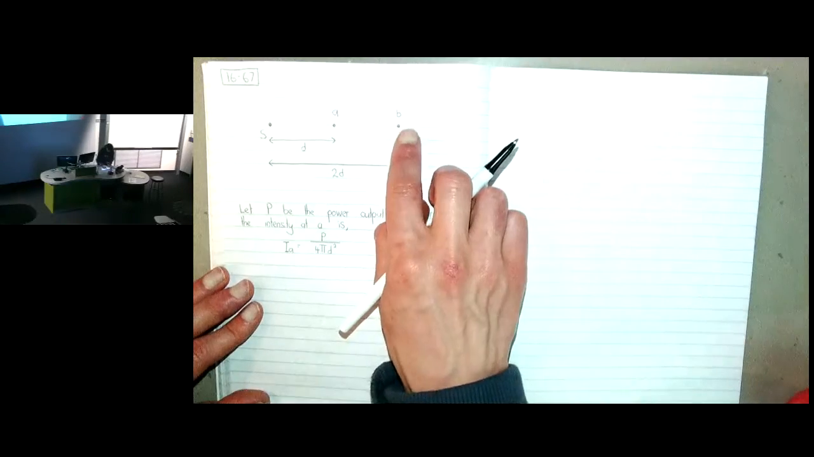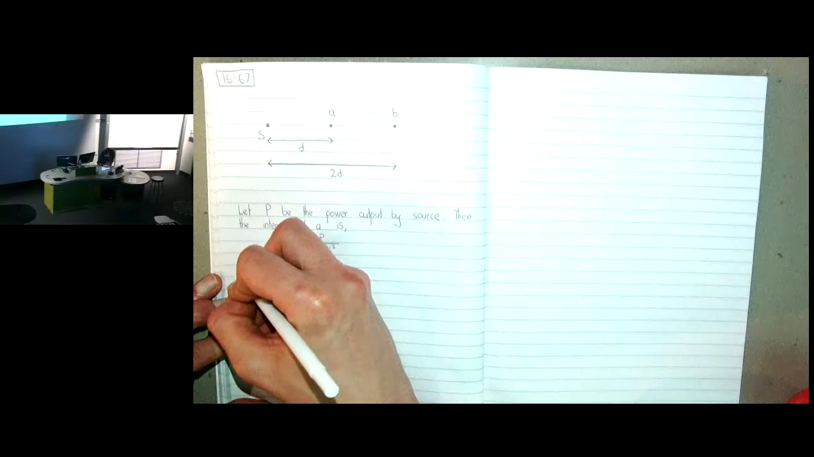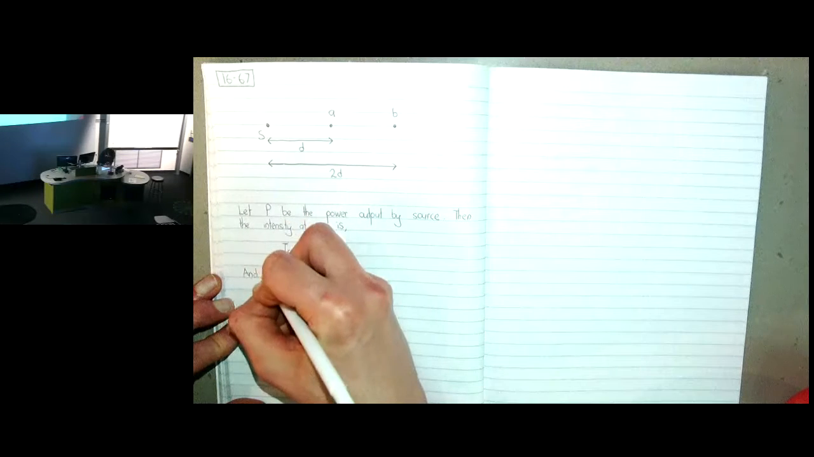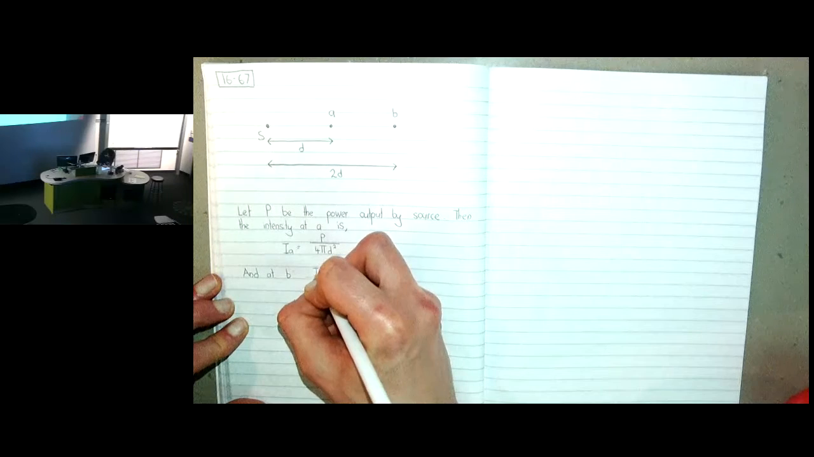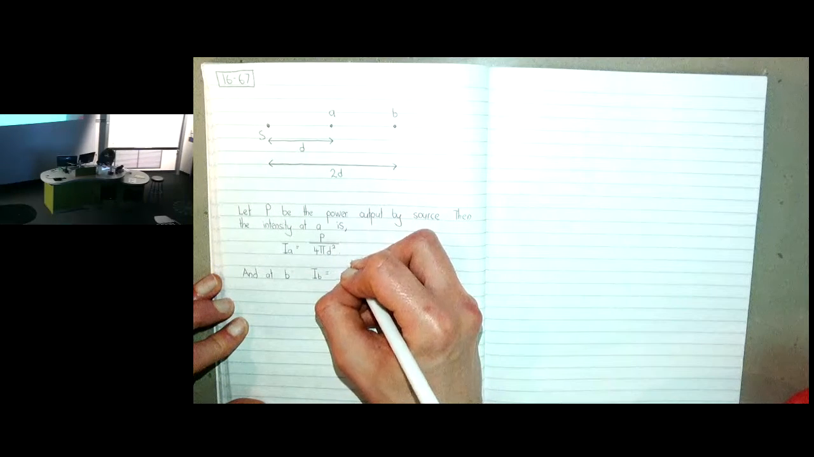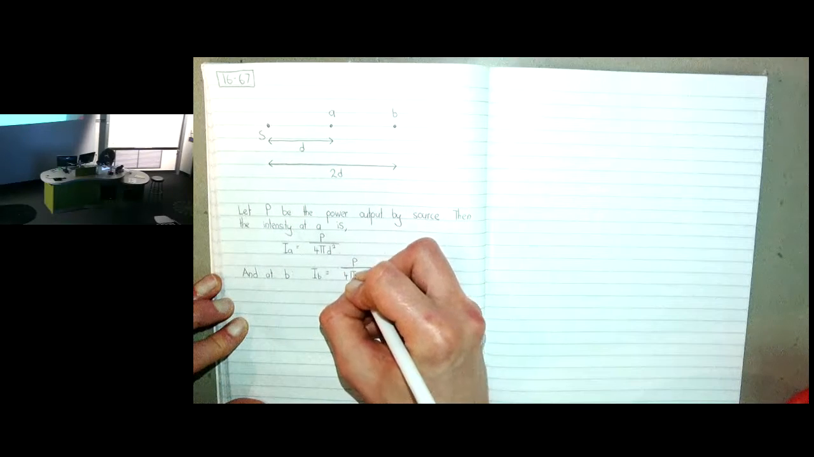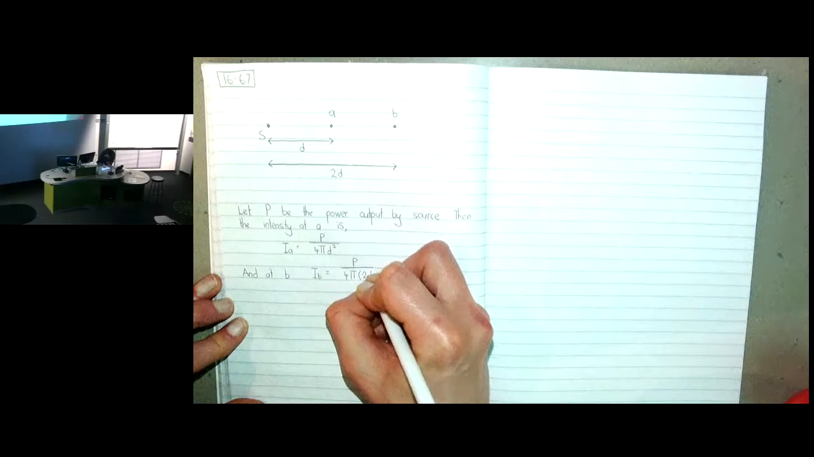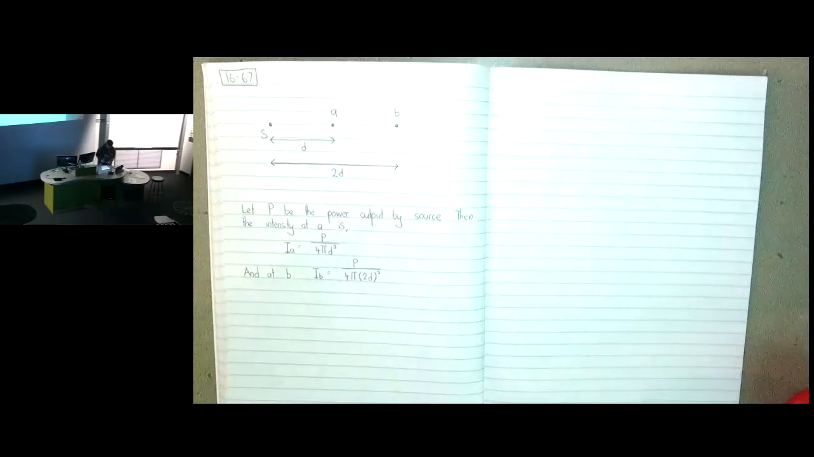And similarly then, the intensity at point B, we have a similar thing, but we're going to have I_B equal to the power divided by 4 pi (2d) squared. Now, if we did know what the power was, then we could easily calculate these two intensities.